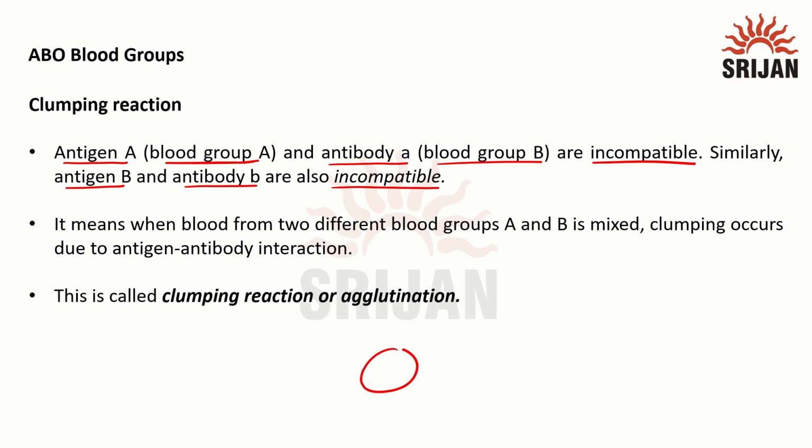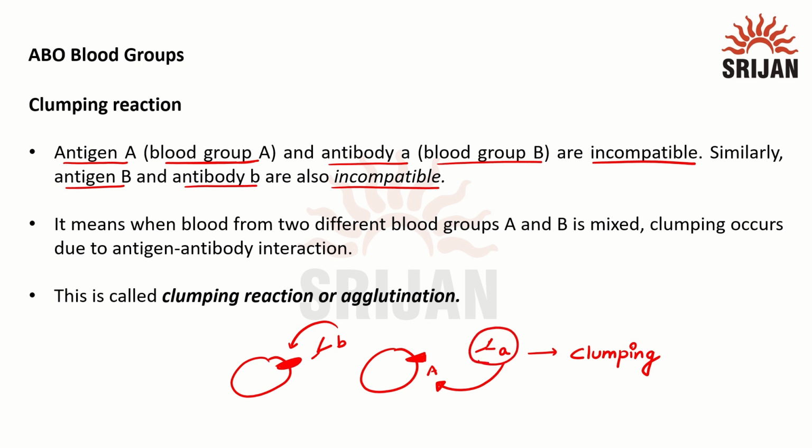That means if I have antigen A and if I have antibody A, then what is the probability? This antibody will recognize the antigen and bind to it and cause clumping or agglutination. So basically it is similar to clotting. Similarly, a B antigen can get recognized by a B antibody and can cause clumping. So a B blood group person cannot donate blood to an A blood group person because a B blood group person will have antibody A.